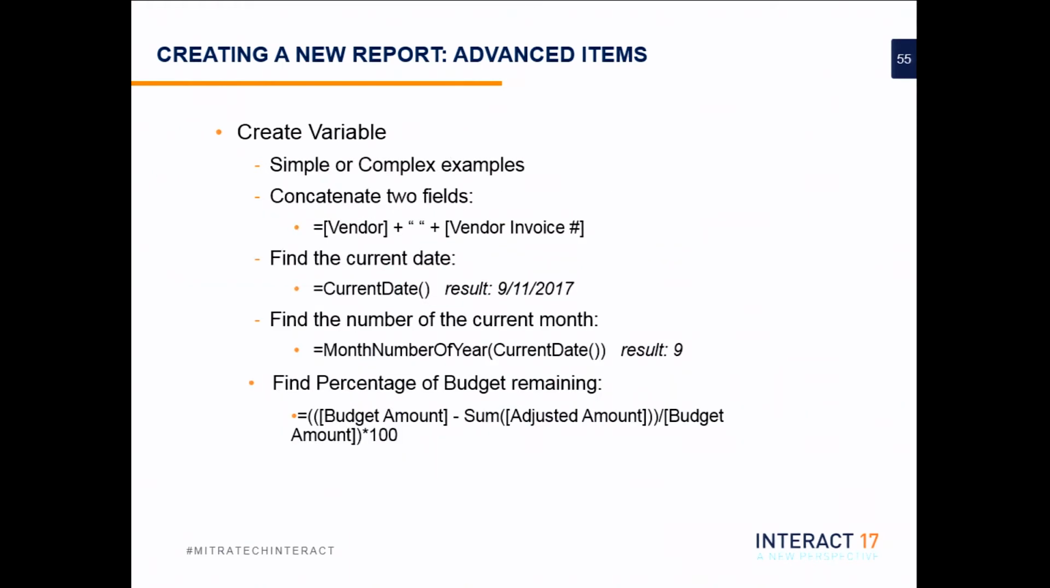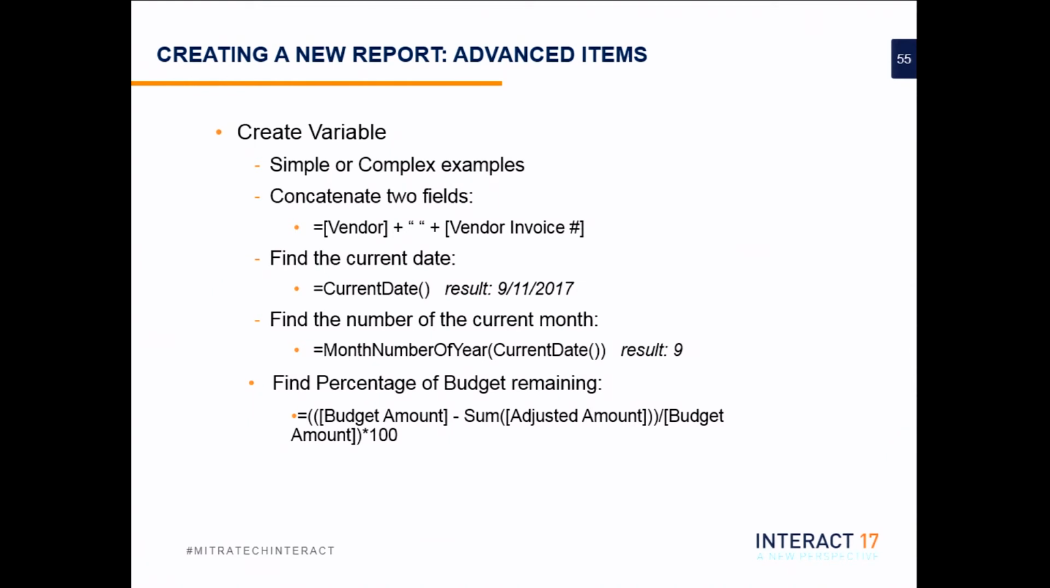Some simple formulas: if you want to concatenate two fields together, so that vendor name and vendor invoice number stick together in one cell, you can just use plus signs to do that. If you want the current date, there's a current date function. So we get into combining things. If I take that current date function and wrap the month number of year function around it, I get today's month number, which is 9.